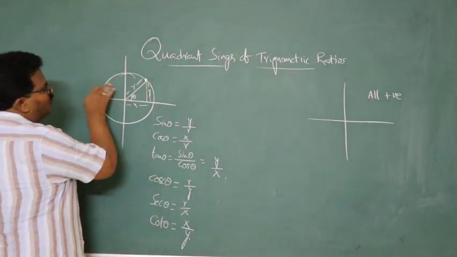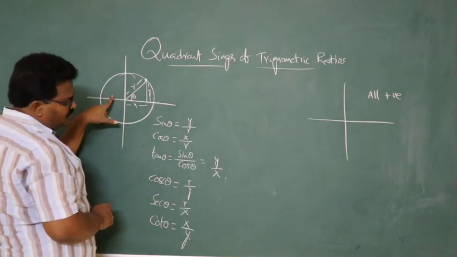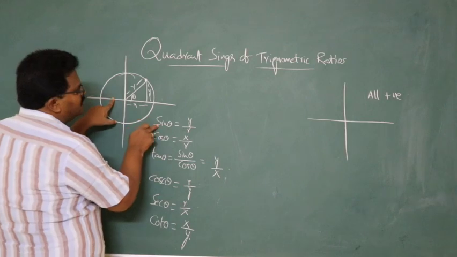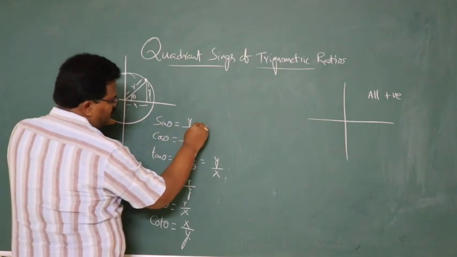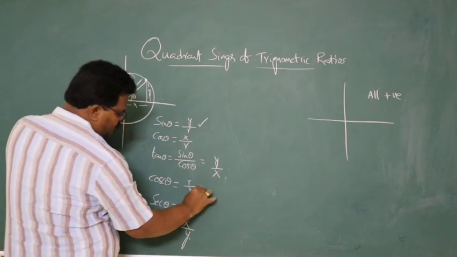So come to the second quadrant. In the second quadrant, x is negative. So x is negative means in the sine there is no x, and in the cosecant also there is no x.